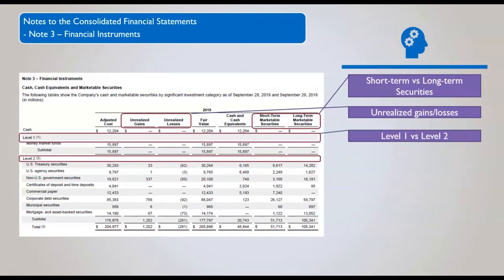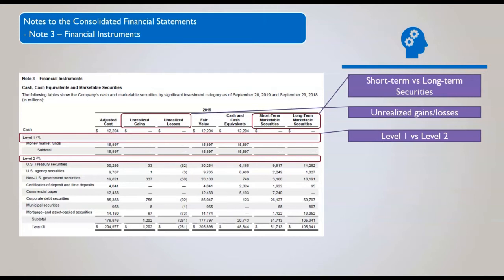Here, we also see level 1 and level 2 inputs. So what are level 1 and level 2 inputs? Well, level 1 means that these are quoted prices. These were obtained from an active market for identical assets or liabilities that the entity can access at the measurement date. In simple terms, these are unadjusted prices from the market, and it's a highly reliable fair value.